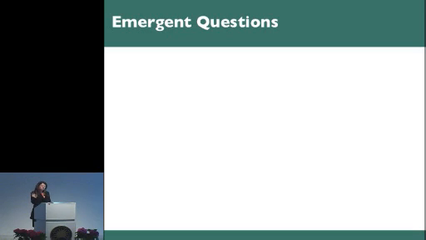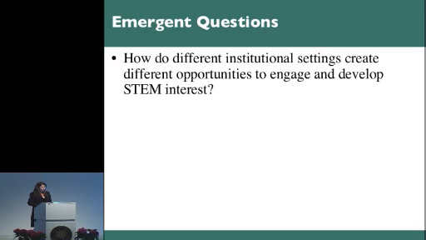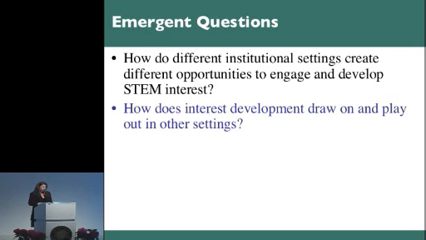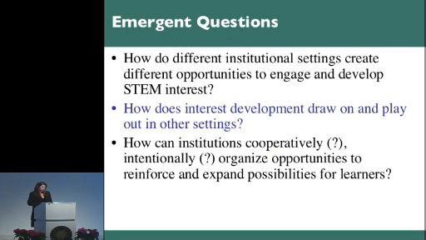So from these different pieces that we're taking into account, I just want to share with you some questions that are maybe salient to people in the museum community. One is how different institutional settings create different opportunities to engage and develop. In our case, STEM is science, technology, engineering, and math interest. Also, how does interest development draw on and play out in other settings? This is very much the work that LIFE is looking at. And then finally, a big question of how institutions can cooperatively, maybe intentionally, organize opportunities to reinforce and expand possibilities for learners.